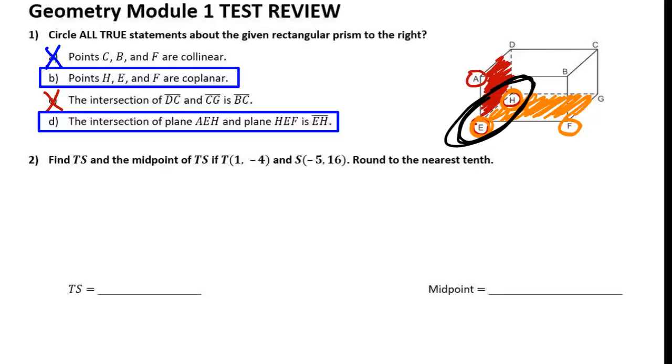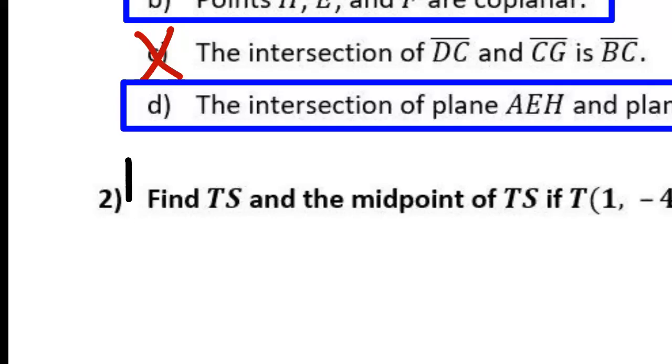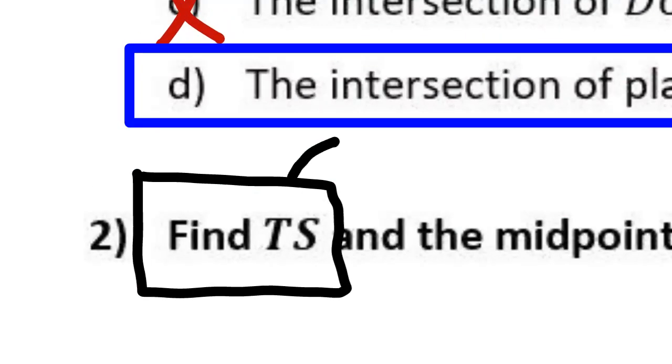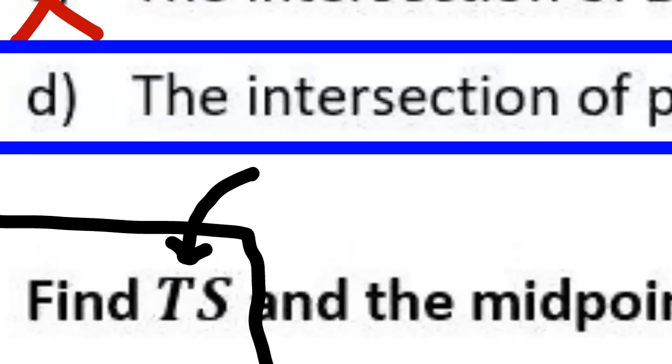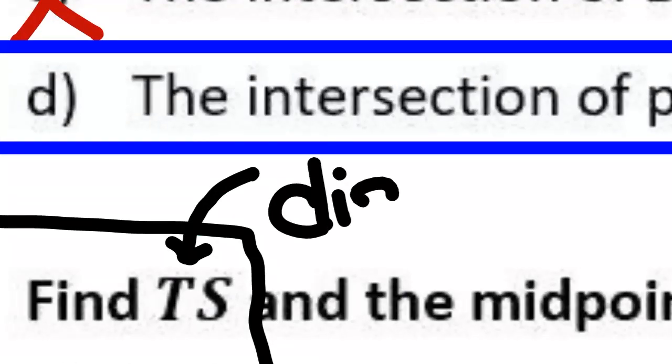Find TS. So I want to talk first about notation. What is over the top of TS, or is there anything over the top of TS? There's nothing up there. What does that mean when there's nothing over the top of 2 capital letters? Distance, yes. This is distance or length.